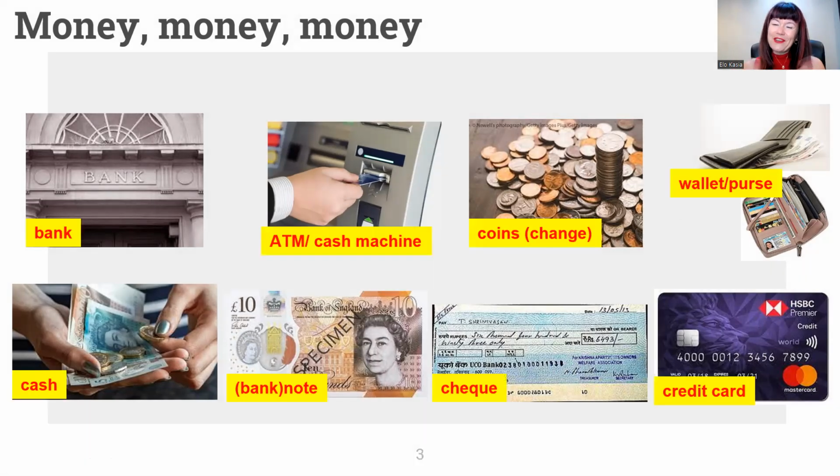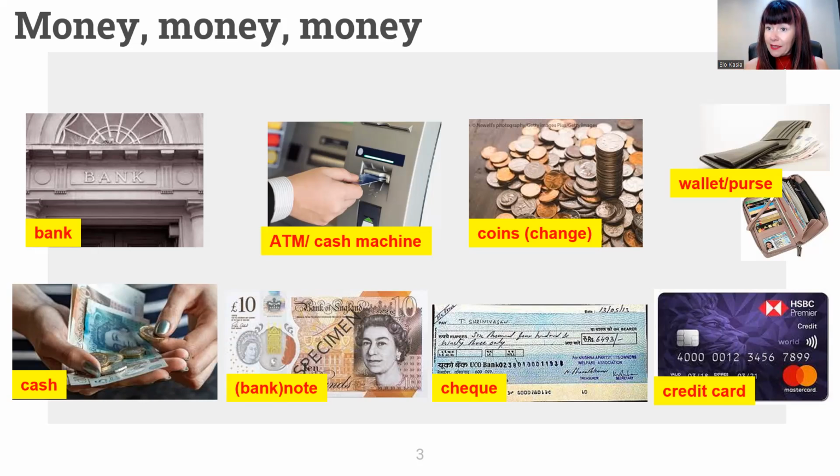Okay, so the first one, of course, is a bank. Yes, a bank. It's an international name, so I'm sure you got this one right. Okay, ATM or cash machine, sometimes also called a hole in the wall. Yes, colloquially known as a hole in the wall. But ATM, yes, so you can ask someone where is the nearest ATM or where is the nearest cash machine, because what you do there, yes, of course, you put in your card and you take out cash. That's why it's called a cash machine.